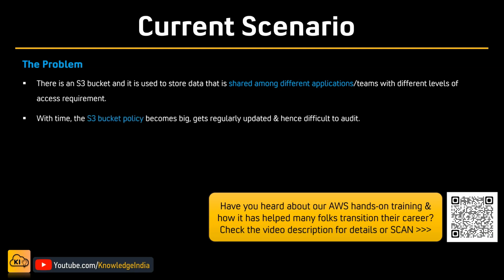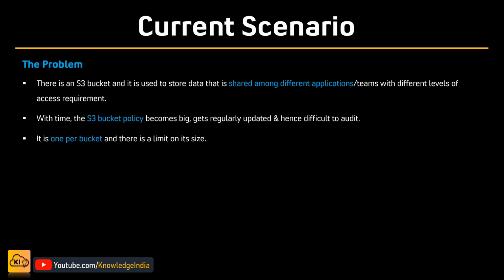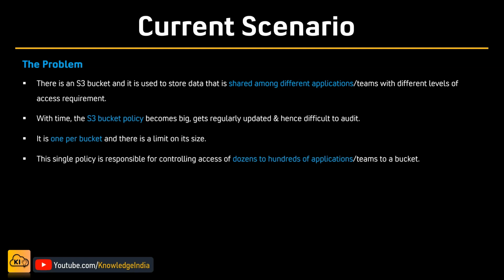So as the time passes, what happens is that your S3 bucket policy becomes big, right? It is getting regularly updated, and with time it becomes really difficult to audit all those changes. You know that bucket policy is one policy per bucket, right? You cannot have multiple, and also there is a limit on the size of the bucket policy. Now, because this single bucket policy is responsible for controlling the access of dozens, sometimes hundreds of applications to a particular bucket, it becomes quite problematic with time, right?